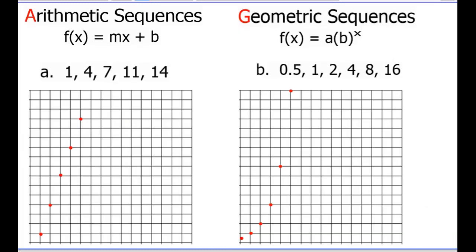So here is just a graph showing you the difference between arithmetic and geometric sequences. Arithmetic, we have a line that goes straight up through our points. Geometric then is a little bit different. It's not going straight up, it's kind of curving upwards.